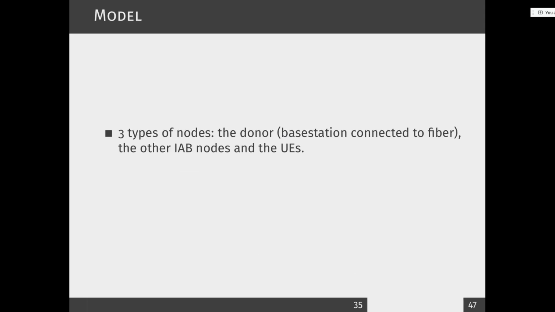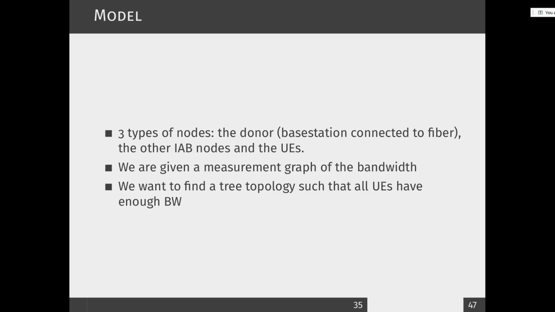So in this model, we have 3 types of nodes. The donor, which I showed, that has a connection to the core network. We have the other IAB nodes, which don't. And the UEs, so the users of our network. And we are given a measurement graph, which tells us the bandwidth on each link, depending on the channel conditions. Our goal is to find the tree topology such that all our UEs have enough bandwidth to perform their services. Like every UE will say, for example, I need 100 megabits per second. And so we have to give them that bandwidth.